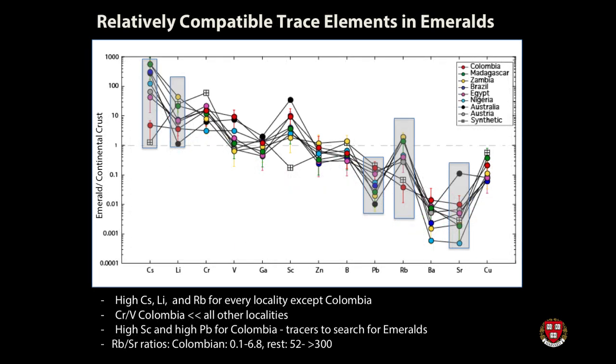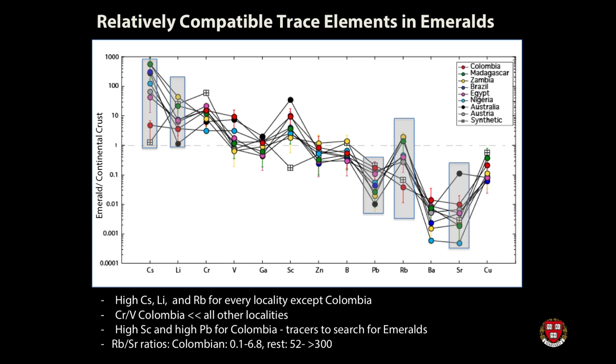So if we parcel out this plot and take a look at the relatively compatible trace elements in emerald, we see that they have high cesium, high lithium, high rubidium, and high lead. But especially high cesium, lithium, and rubidium for every locality except Colombia. So it's very easy to distinguish Colombia, and that's clear because we saw they form under very different conditions.